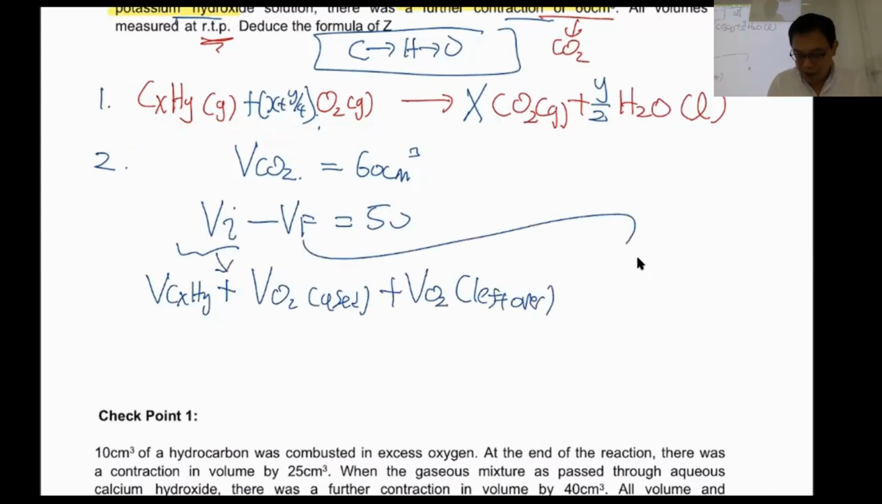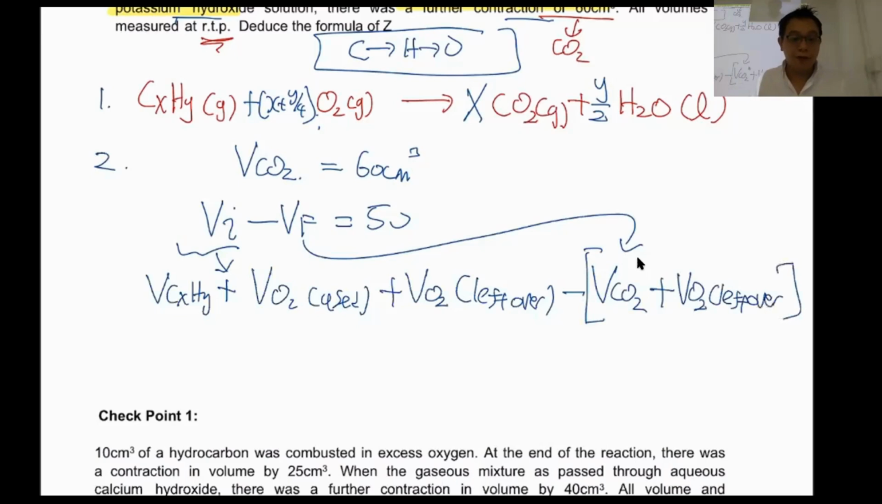Then followed by the final. What do you have in the final? CO2. The volume of CO2. Now H2O is liquid. I'm not interested. But I have the volume of oxygen left over. Remember, oxygen is always in excess. There will always be leftover. And this value will be equal to the first contraction. The first contraction is 50.